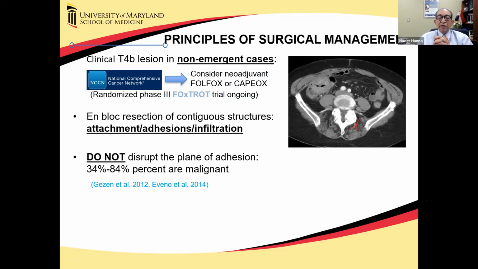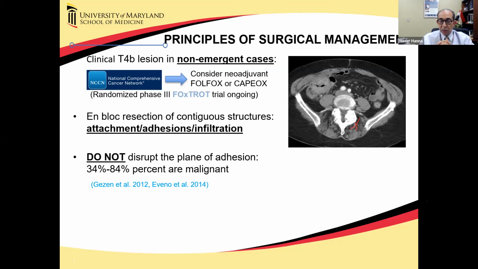Now, what are the principles of surgical management? If you look at the NCCN guidelines, if you have a patient who you suspect has a clinical T4 lesion, in non-emergent cases, the standard recommendation in the United States is to consider neoadjuvant chemotherapy, particularly FOLFOX or CAPOX. And again, this is the principle of the randomized phase 3 FOxTROT trial, which is currently ongoing and hopefully will be completed this year, and maybe some early reports in the next year or two. So this trial is currently going on.